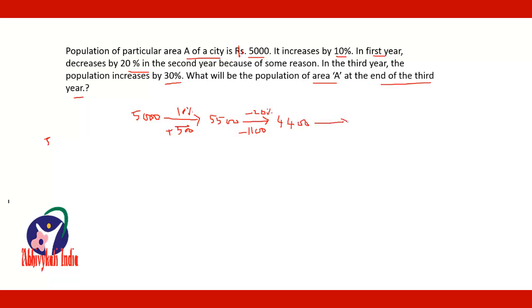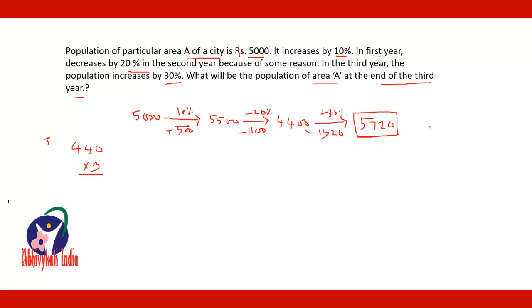And in the third year it increases again by 30%. So 30% of 4400: 10% will be 440, another 10% will be 440, and another 10% will be 440. It means 440 into 3, that will be equal to 1320. And if you add this to the sum, you get 5720. So the population of area A at the end of the third year will be 5720.